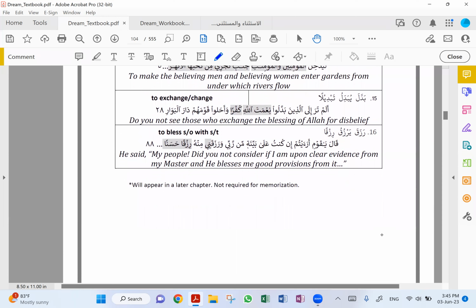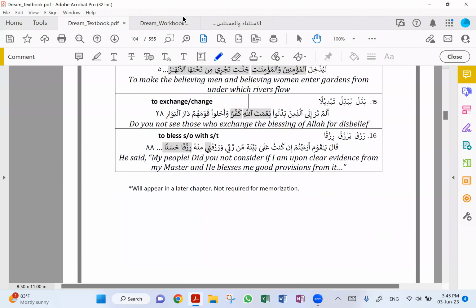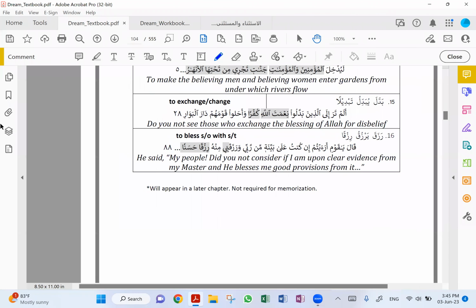Razaqa yarzuqu rizqan, so to bless something or to provide. So he blessed me with something, or he provided me with food. So me, I'm the first maf'ul, and then food is the second maf'ul. So that's just the list of al-muta'addi bi maf'ulayn.